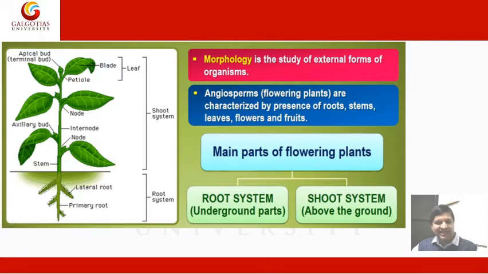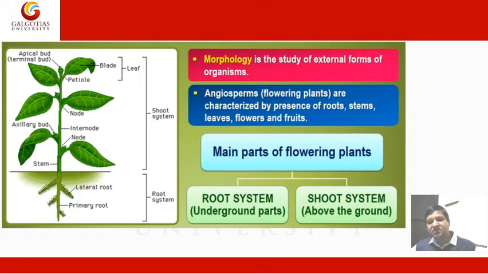The axillary bud is also there at the base of the leaf. Then the petiole is also there. The apical bud or terminal bud is there. The blade is also there. All these together are defined as the leaf. How will we define morphology? Morphology is the study of the external form of an organism.